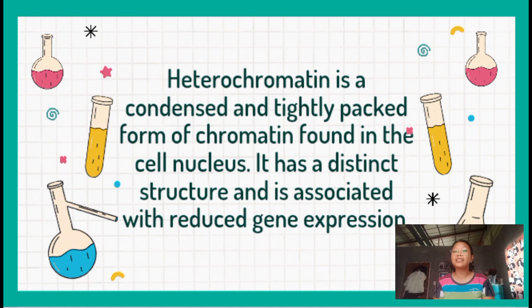It has a distinct structure and is associated with reduced gene expression. Key characteristics of heterochromatin include a condensed structure. Heterochromatin appears as a dense, tightly coiled region of chromatin, contrasting with the more dispersed and open structure of euchromatin.